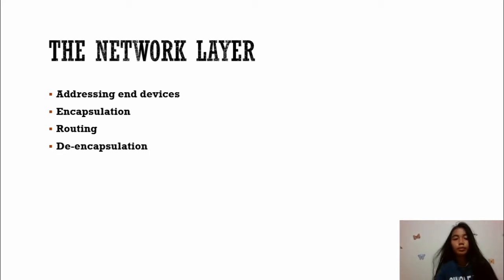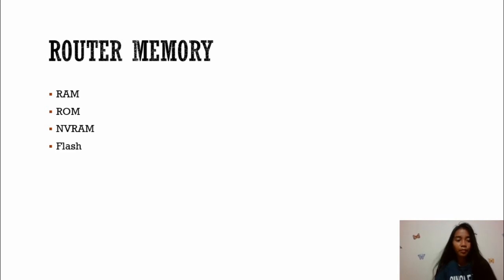So let's proceed to the next one. We have the router memory. It has 4 types of memory: the RAM, ROM, NVRAM, and the flash. So the RAM is used in Cisco routers to store application processes and data needed to be executed by the CPU.